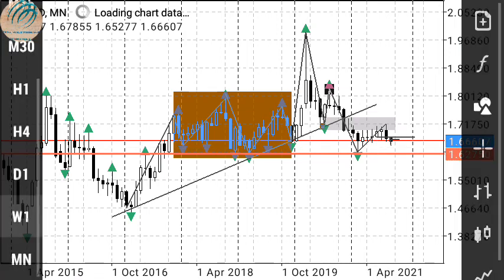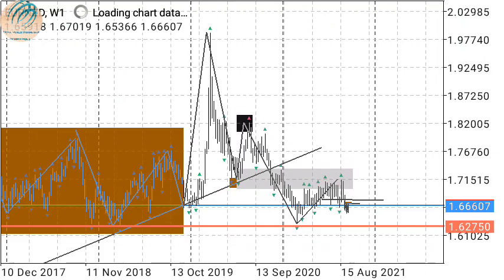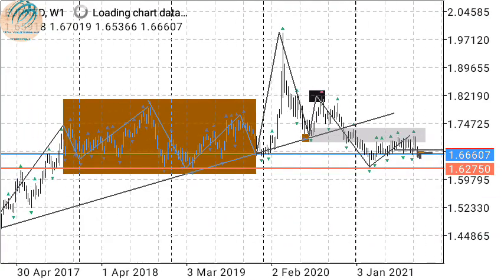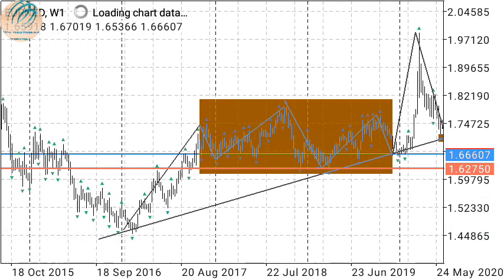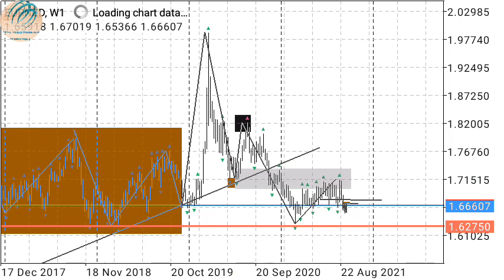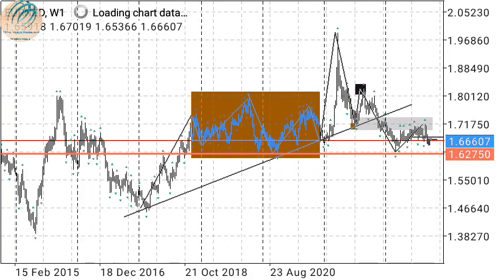Let's go to a weekly chart. So a weekly chart is safe, as you can see. Everything looks well set.